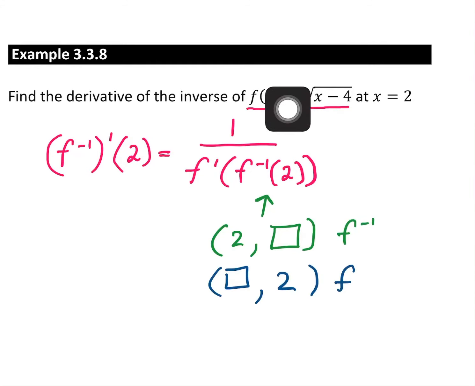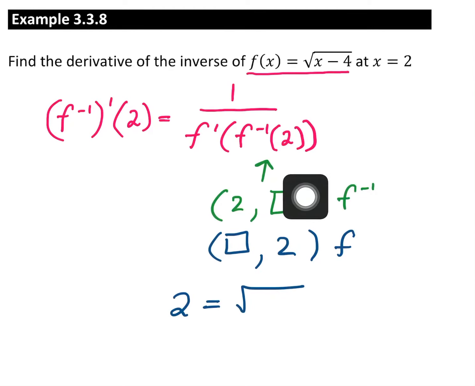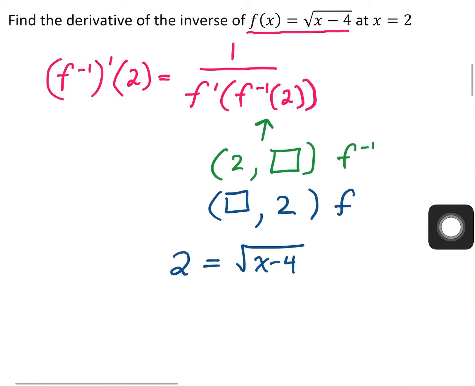Since I have the original function rule for f of x, I can set that function rule equal to 2 and find what the value would be to go in the box, because then I know that's going to tell me what f inverse of 2 is. In other words, you're asking what value of x when put into f will get me 2, so that way when I put 2 into f inverse, I get that value back out.